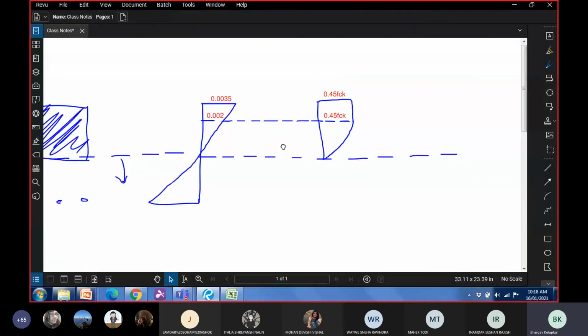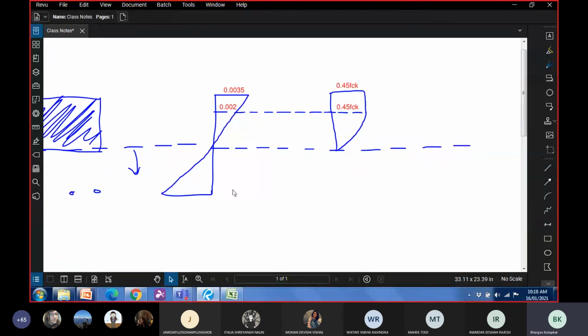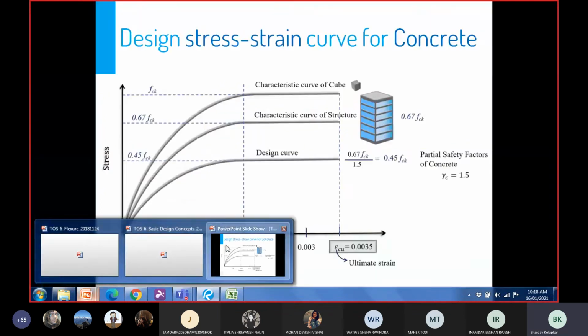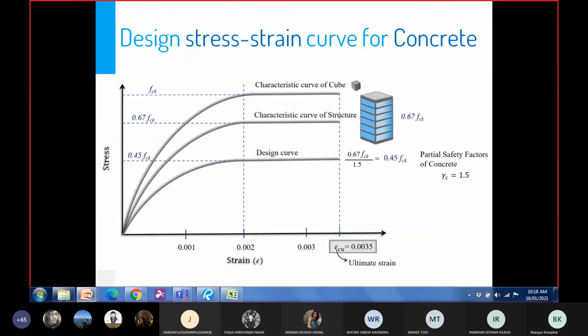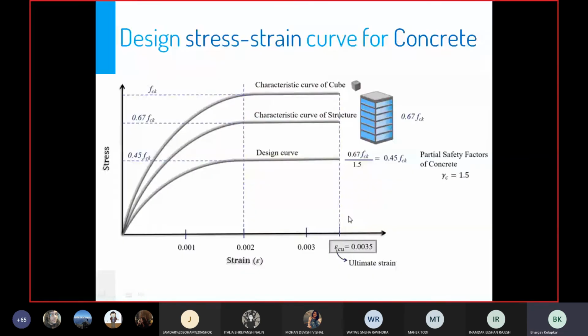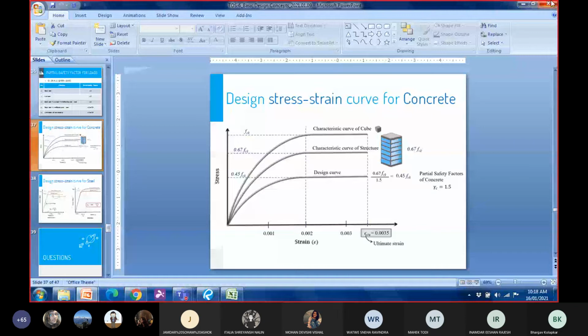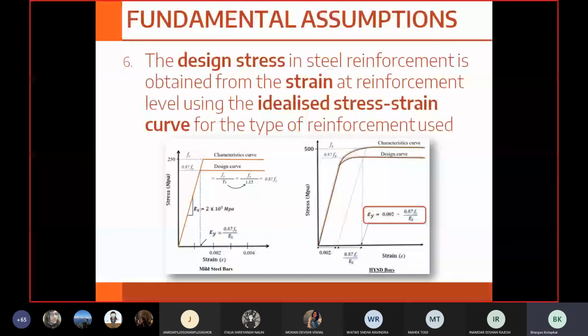So if this is the strain variation, this is the stress variation. Parabola and a rectangle. That is what this assumption means. And the last assumption is that if you want to calculate the stress in steel, just look at the stress strain curve, and you know the value of strain, so calculate the value of stress from the value of strain using the stress strain graph.